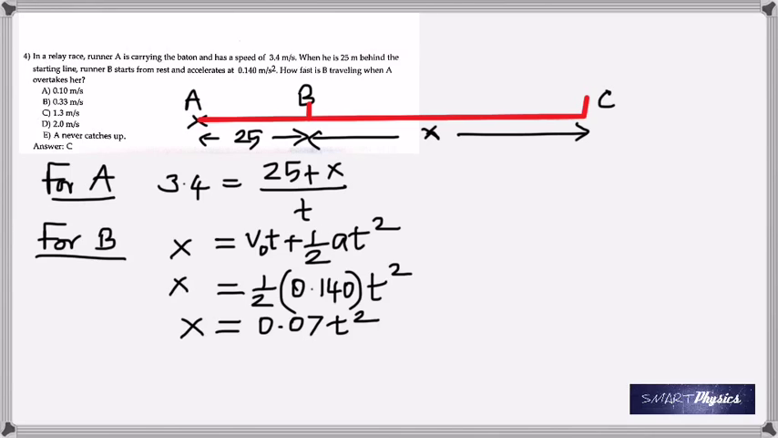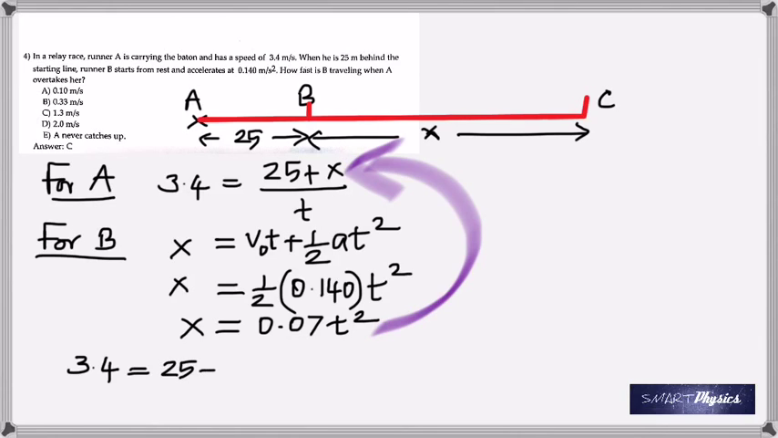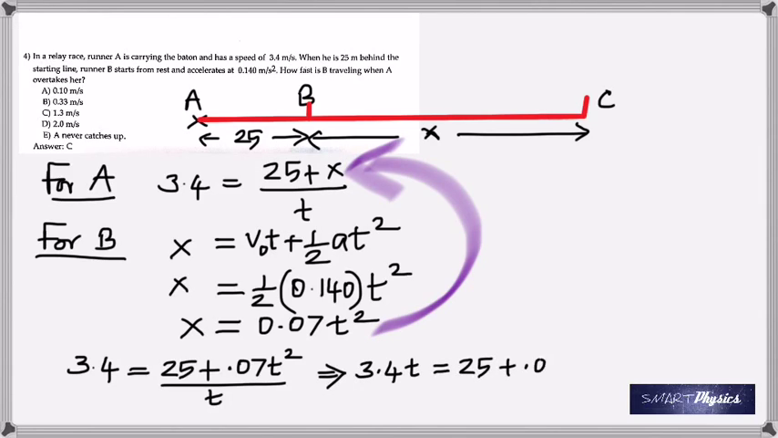So now you have 2 equations, and now comes the math part where you have to solve the 2 equations. Now you can substitute the value of x here into this equation. So it becomes 3.4 is 25 plus, in place of x, you put the whole value of this, divided by t. You rearrange the time, you get that, and that builds up to be a quadratic equation.